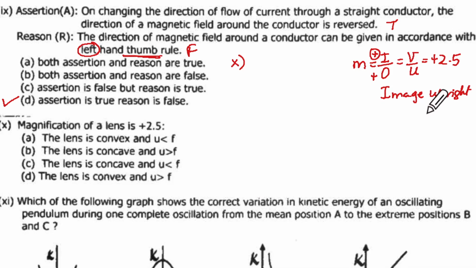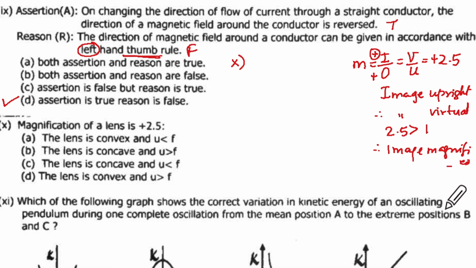Agreeable to you? If the image is upright, what does it mean? Therefore the image is virtual. What does 2.5 mean? 2.5 is greater than 1. Therefore the image is magnified. So I have a virtual and magnified image.